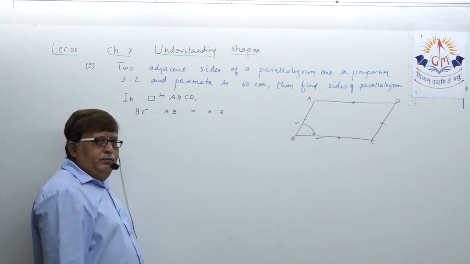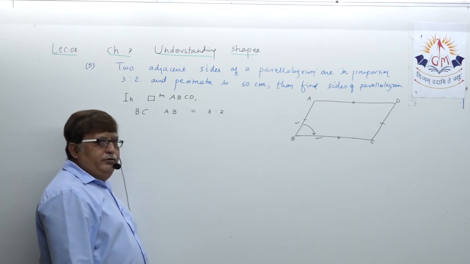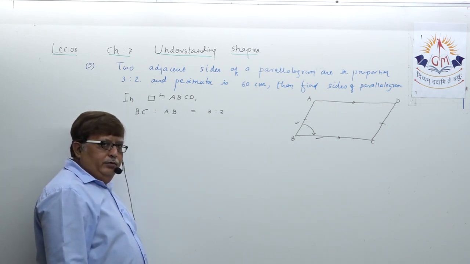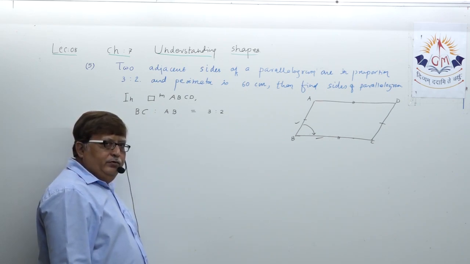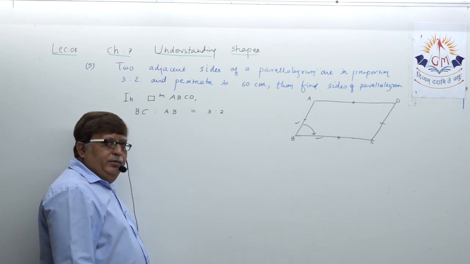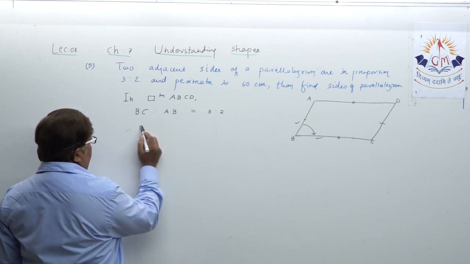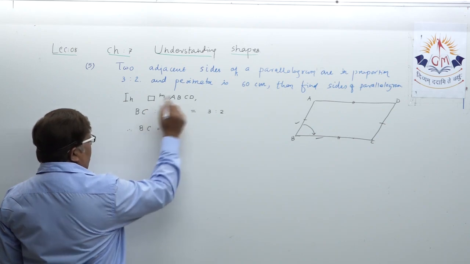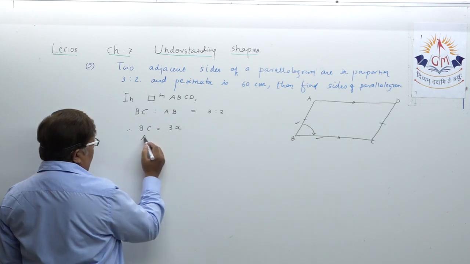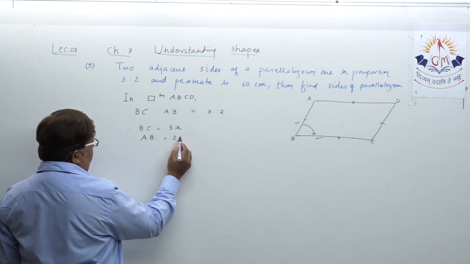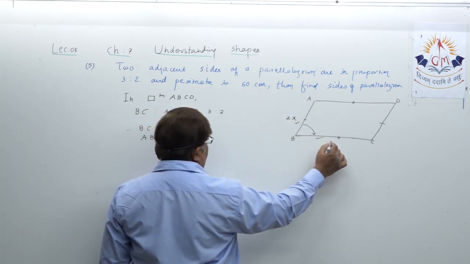Dear student, you know one very important thing. Whenever we receive such ratio, we are in customary practice of supposing them in proportion with reference to one variable x. So what should I write? Therefore, BC I will take equal to 3x. AB I will take 2x. Here I am writing 2x and here 3x.